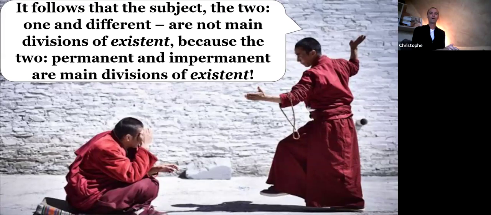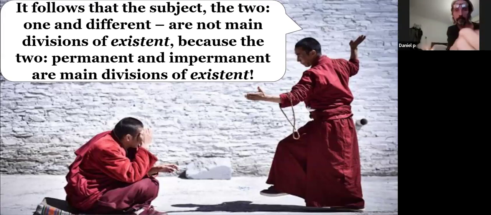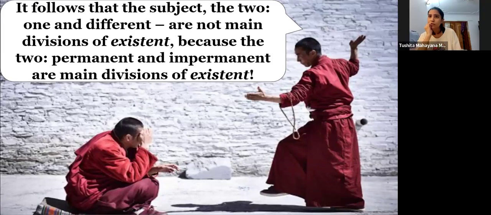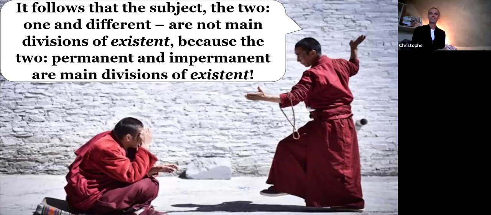It follows that the subject, the two, one and different are not main divisions of existence because the two, permanent and impermanent, are main divisions of existence. I would say accept. So, if we accept the whole sentence, it would mean that one and different are not main divisions of existence. So, who would say something with regard to that? Who would remember some previous classes that we had?